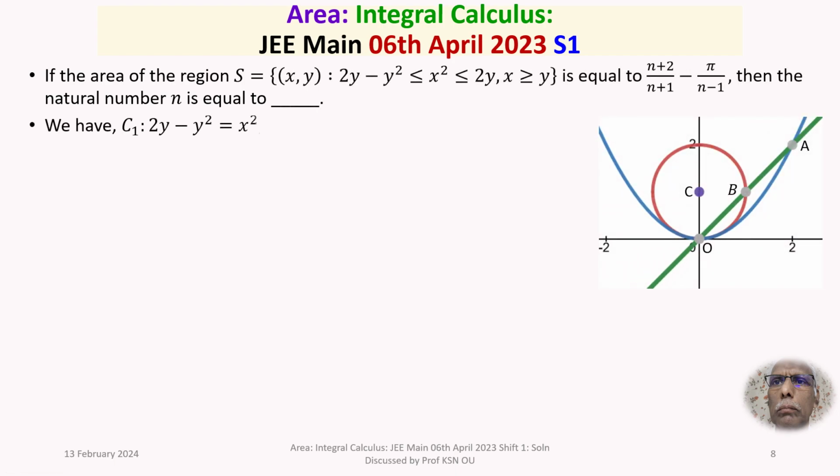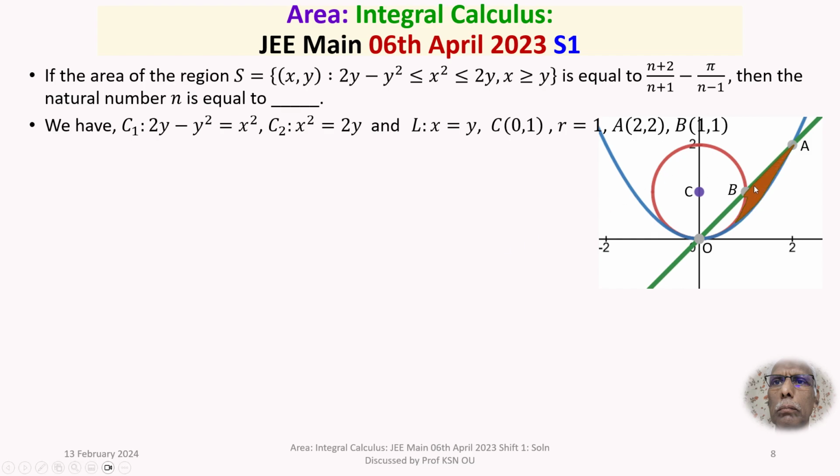Right. We have C1, C2, the line L, and the center of the circle 0, 1, radius r is equal to 1, A with coordinates 2, 2, B with coordinates 1, 1. Agreed. So what do we do now? Our task is to compute the area. This is the area to be computed.